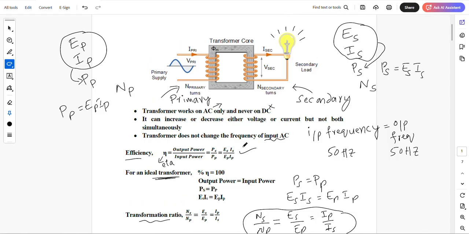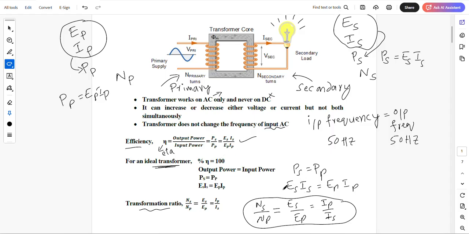We will see the problems on the transformer topic. This is the basics of the transformer. These are the formulas that you have to remember. Always supply is connected to the primary of the transformer and load is connected to the secondary of the transformer. That you have to remember.